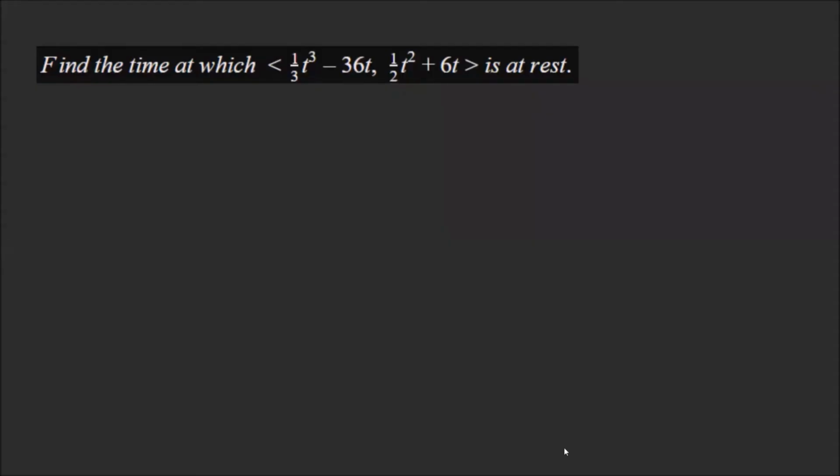Okay, this is example problem 2. We're told that, okay, I messed this up. We're told that there is a particle with position represented by 1/3 t cubed minus 36t, 1/2 t squared plus 6t. And we want to find the time at which it is at rest. So in order for it to be at rest, both the velocity in the x direction and the velocity in the y direction must be equal to 0.